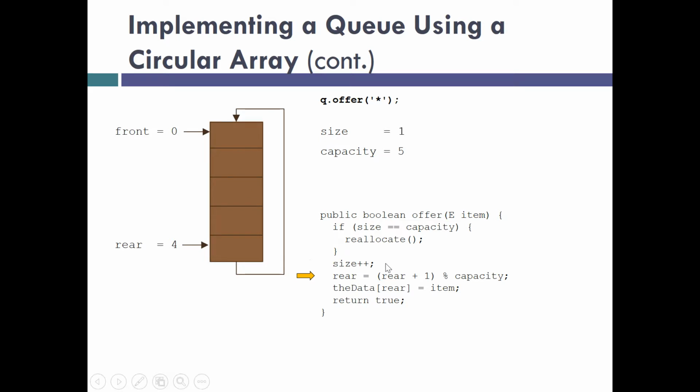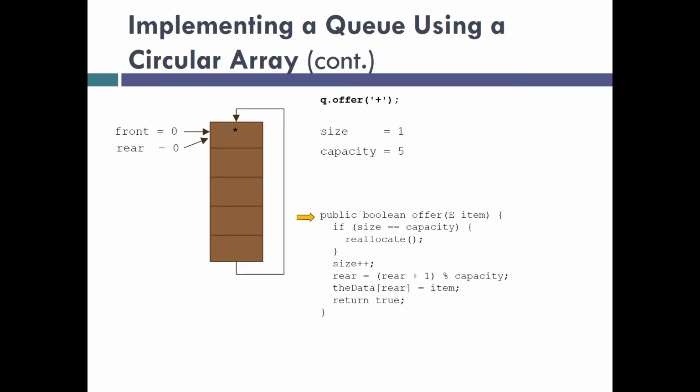Let's look at that. Rear is currently 4, so rear plus 1 is 5. 5 mod 5 equals 0. So now the rear is at index 0, and we add this item to the back of the queue. We add it at index 0, and we return true. This makes sense for the first item, since the front and the back are both the same.